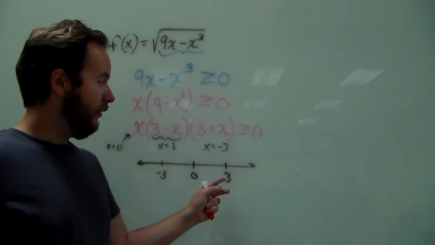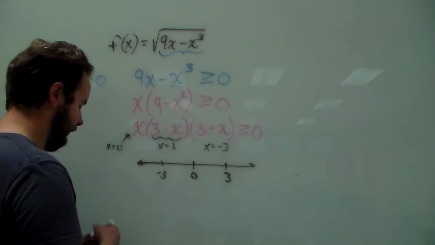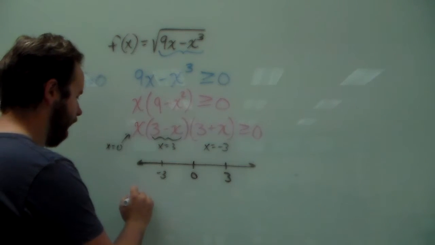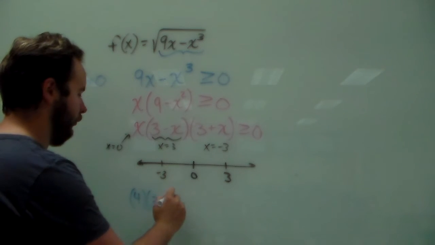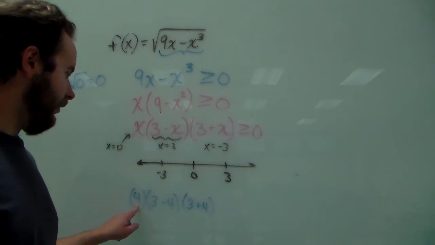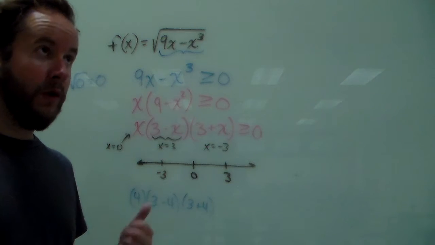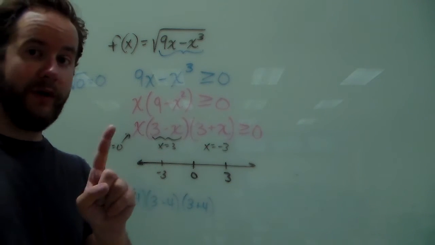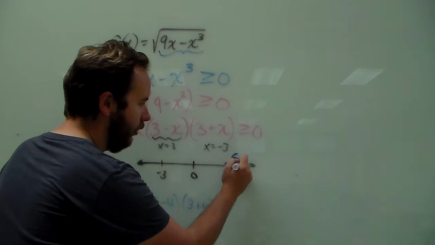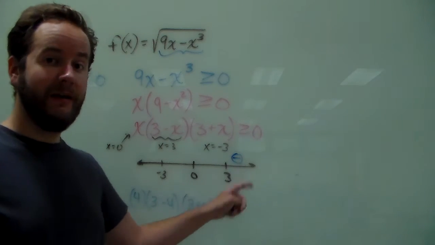So for instance, I'm going to pick my favorite number larger than 3. That might just be 4. If I take 4 and plug it into this expression, 4 times 3 minus 4 times 3 plus 4, what sign is that going to give me? 4 is positive, 3 minus 4 is negative, 3 plus 4 is positive. So we have a positive times a negative times a positive. We have a negative one time, so that means we're going to have a negative. So we put a negative over the interval we selected 4 from.